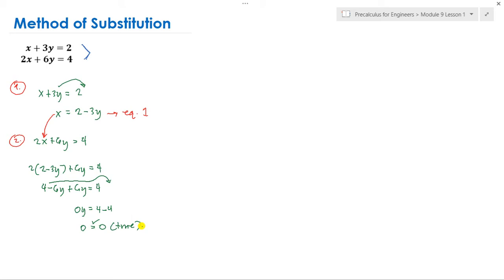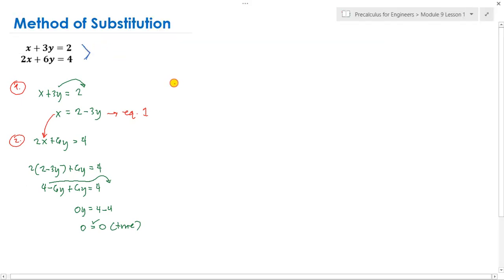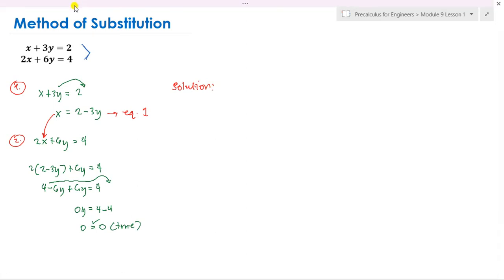So we cannot say that we don't have a solution. We do have a solution for this one. In this case, the solution here is infinite. So we have an infinite number of solutions.